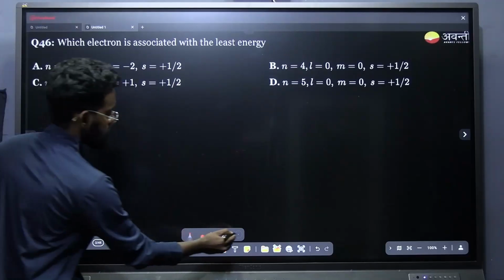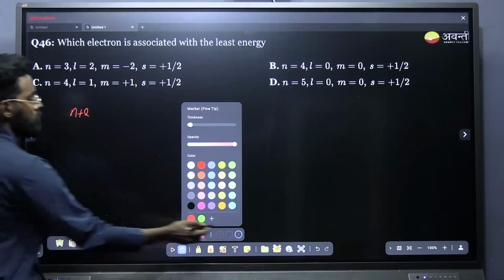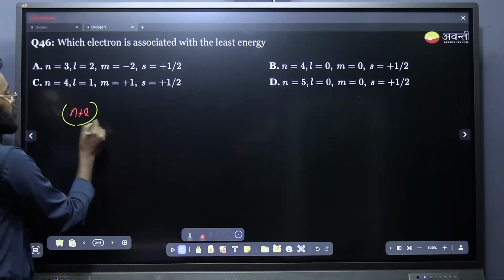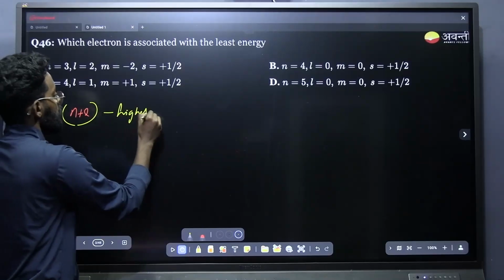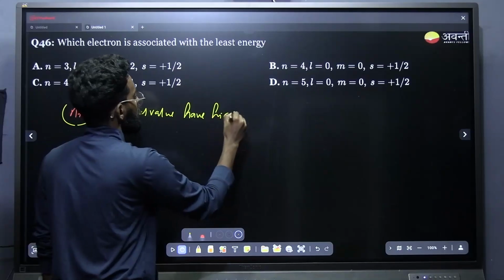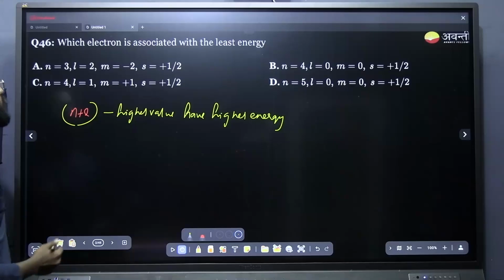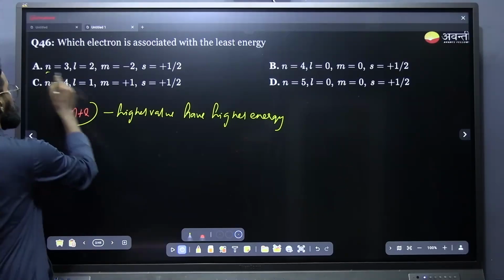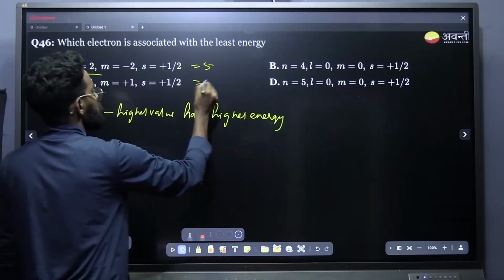N plus L rule. The highest N plus L value will be having higher energy. Higher N plus L value will be having higher energy. Here you can say N plus L value is 5. Here N plus L value is 5.